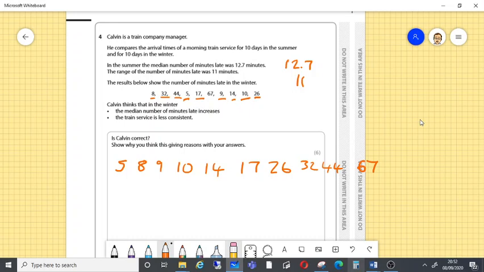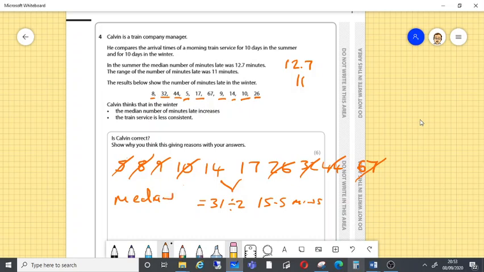So to find the middle number, we need to cross off from either end. 1 and 1, 2 and 2, 3 and 3, 4 and 4. That leaves us with 14 and 17 in the middle. We add those two values together and that comes to 31. Divide that by 2 and our answer is 15.5 minutes. Okay, so that's the median number.